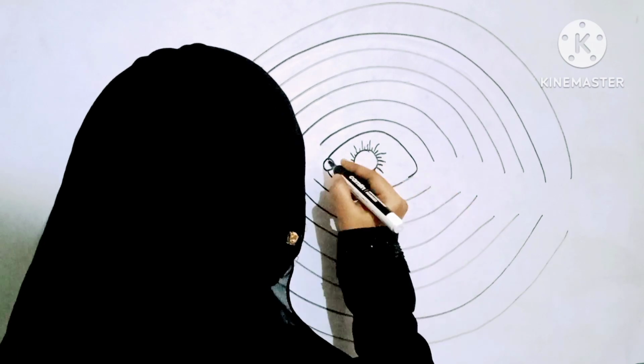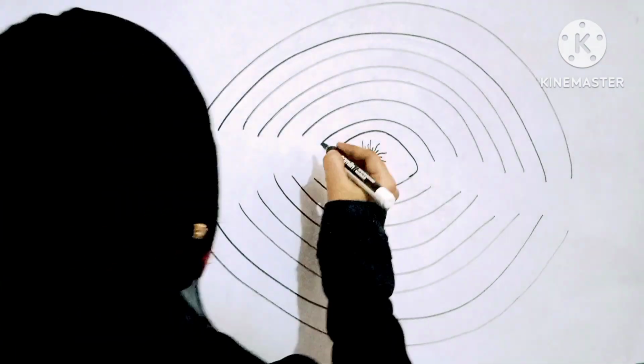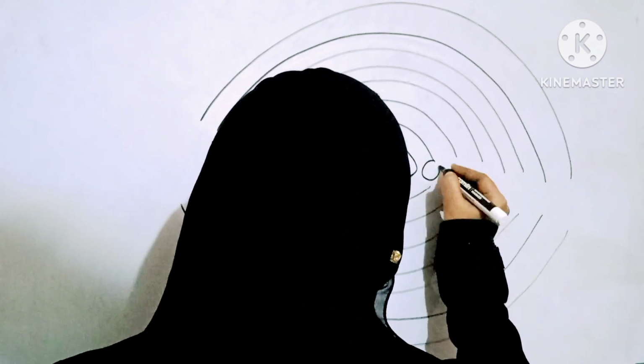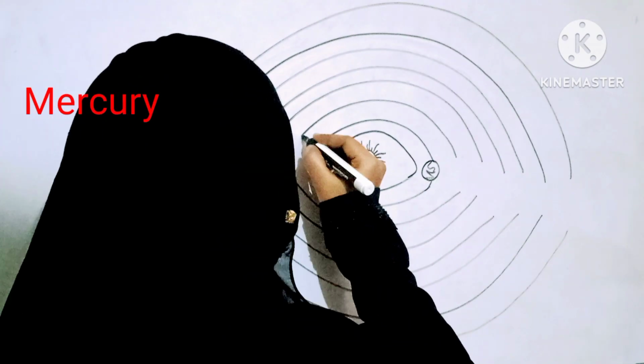The solar system consists of 8 planets. You can see here the first planet is Mercury. Mercury is the nearest planet to the sun.